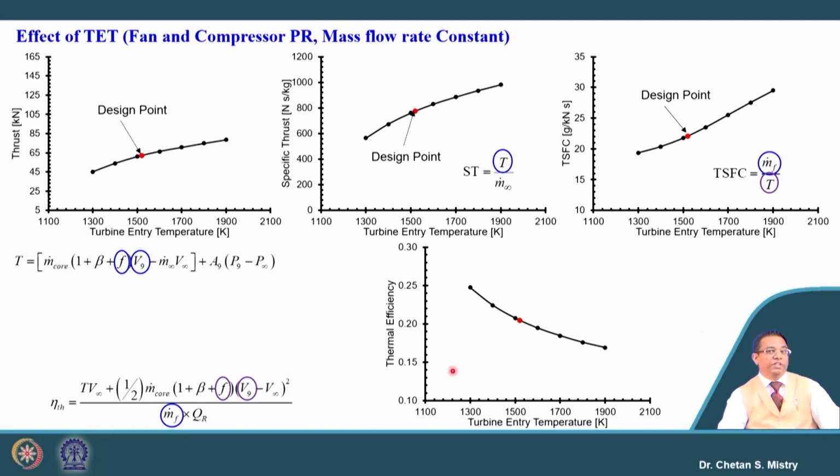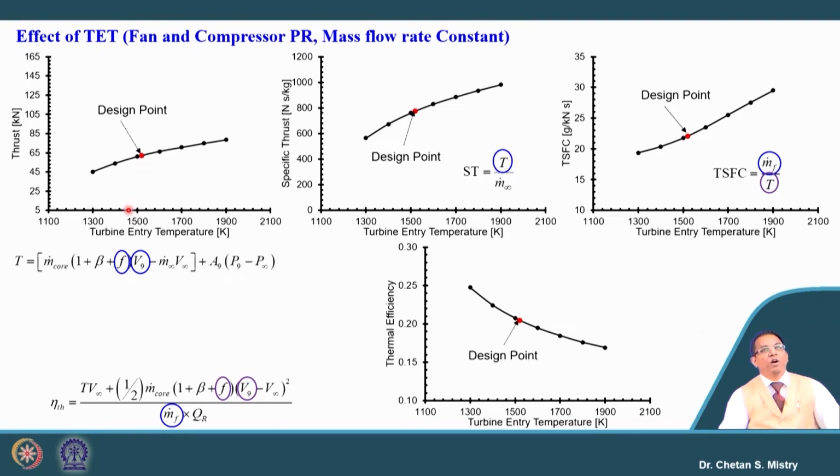So, it says with the increase of turbine entry temperature, we will have a reduction in thermal efficiency, an increase in thrust specific fuel consumption, but at the same time we are able to achieve higher thrust. So, again here the point is what is our purpose, what we are looking for.